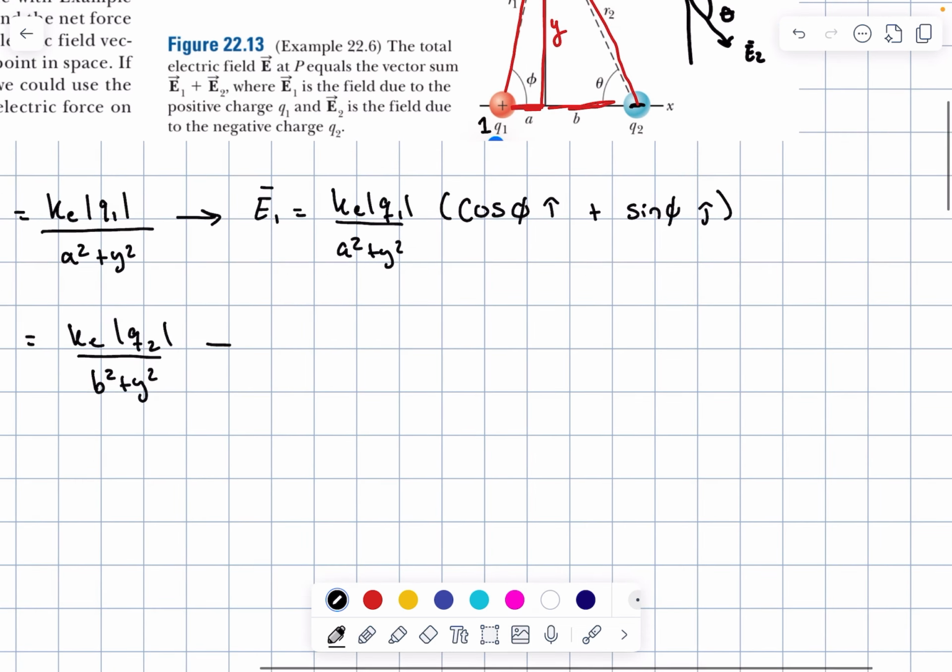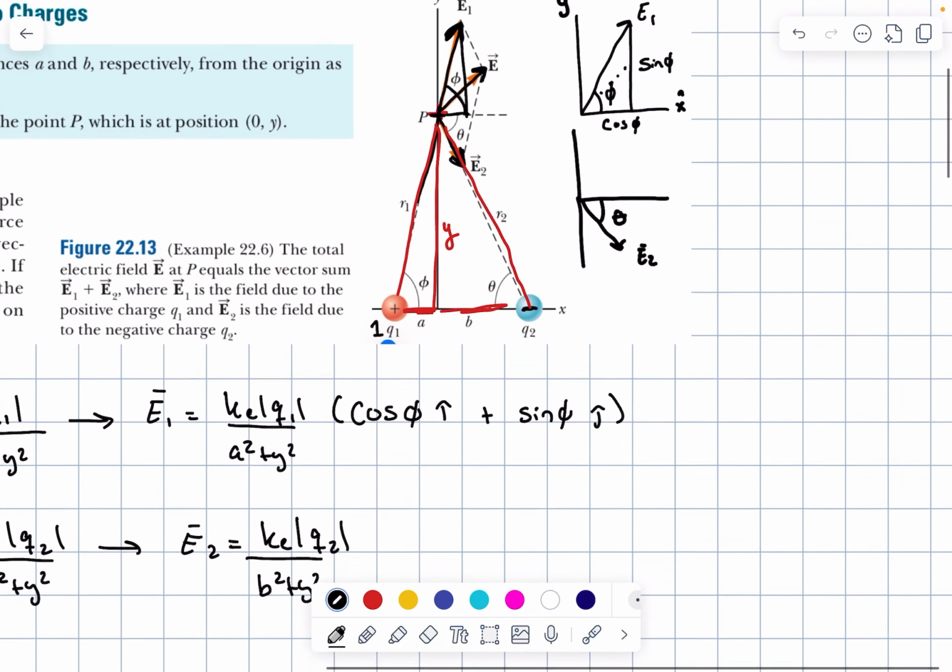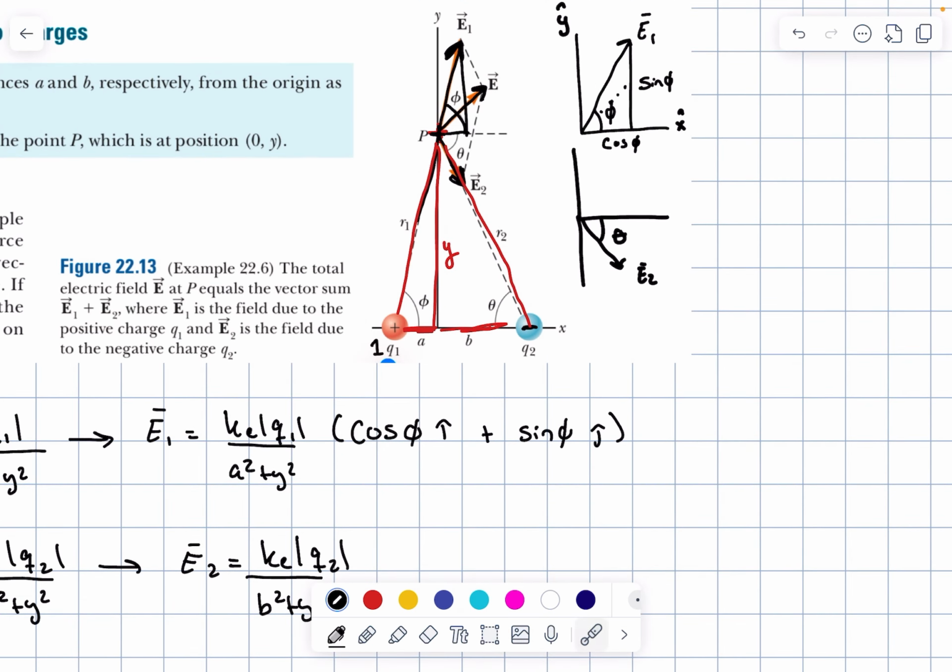We're going to do the same thing for E2. So E2 has a magnitude of KE Q2 over B squared plus Y squared, but where is it pointing? And we see that here it's actually pointing down.